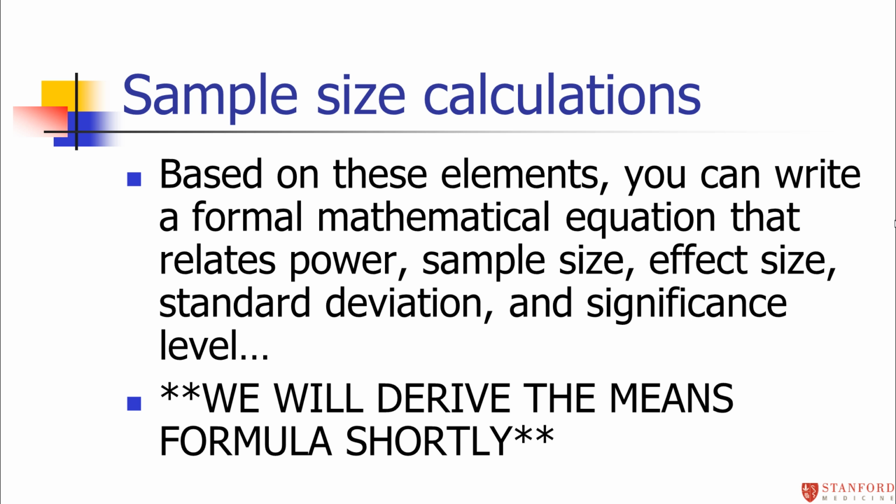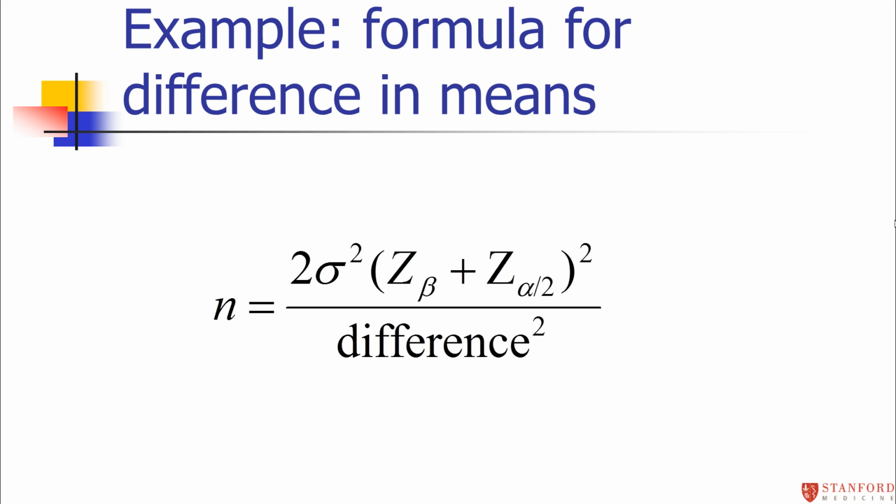So based on these elements, you can write out a formal mathematical equation that relates all of those elements: power, sample size, effect size, standard deviation, and significance level. And then if you want to solve for the sample size that you need for a given power, you're just going to solve for sample size. And we're going to derive those formulas, one of these formulas, shortly. But let me just show you the end product of one of these derivations. So here is a standard formula for calculating the necessary sample size for a given power if the statistic that you're going to be looking at the end of the day is a difference in means.